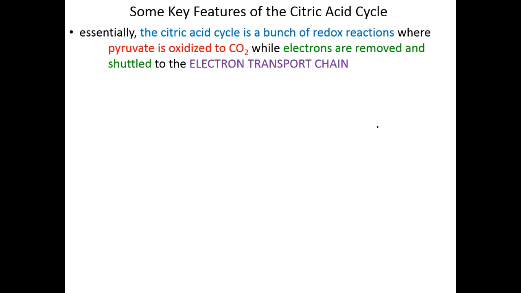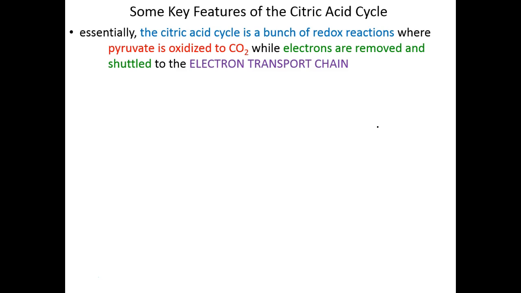Essentially, the citric acid cycle is going to be a bunch of redox reactions. No surprise, because we know that the citric acid cycle exists to harvest electrons. As we reduce electron carriers with the electrons from glucose, we are oxidizing those glucose carbons. We are fully oxidizing those glucose carbons so that they become carbon dioxide. That's the carbon dioxide we exhale.